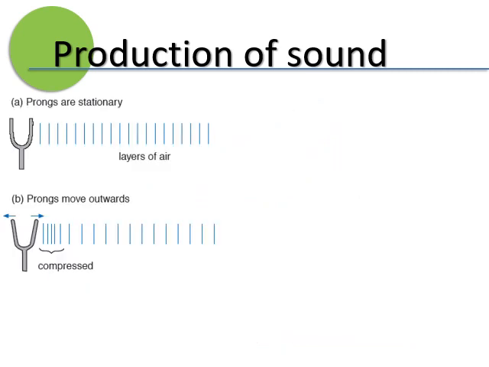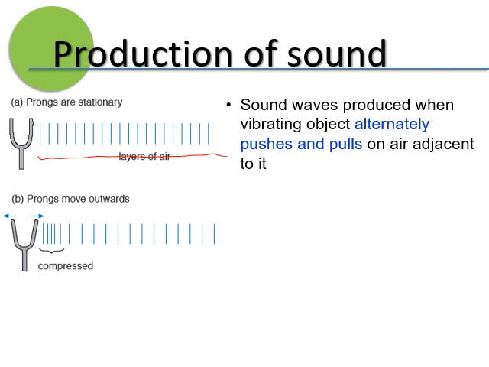Now, this is just a very static diagram of how sound is produced. I mentioned to you that at O level, you really need to be able to describe how sound is produced. We have already done this in class, but let me quickly refresh your memory. Imagine that there are layers of air that are stationary at first. When sound waves are produced, the vibrating object will push and pull on the air adjacent to it. This is very important: it's the immediate layer of air adjacent to the tuning fork in this case.